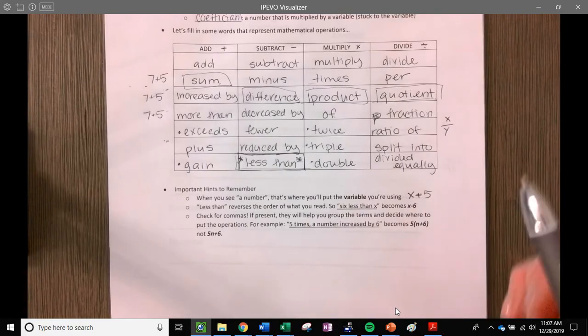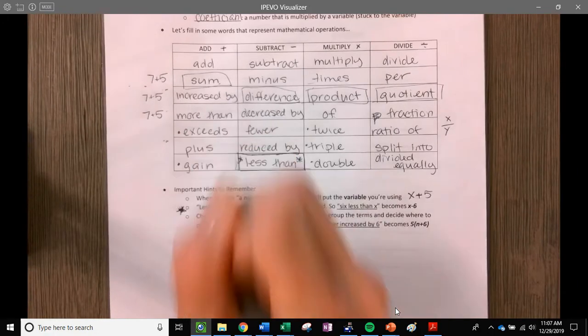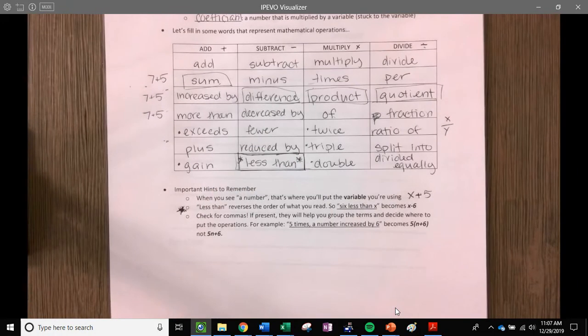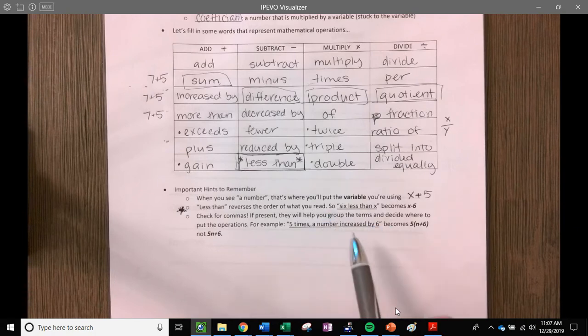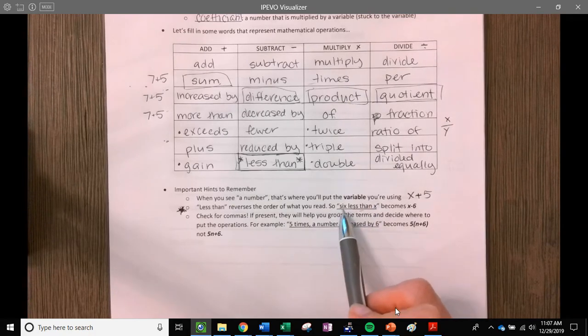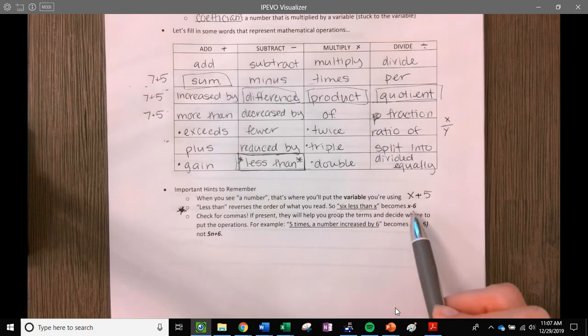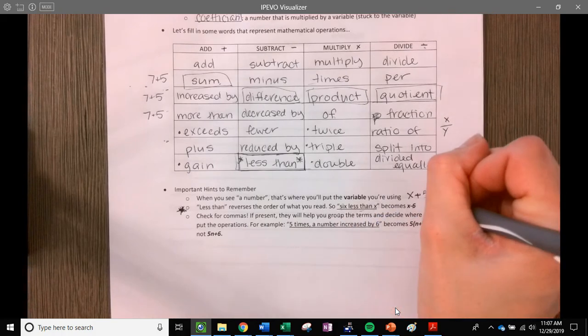All right, here we go. Put your big old star right here. Less than reverses the order of what you read. So if you see 6 less than x, then the x comes first, you get a minus sign for less than, and 6 comes after. 6 less than x becomes x minus 6. Okay? 6 minus x would just be 6 minus x.